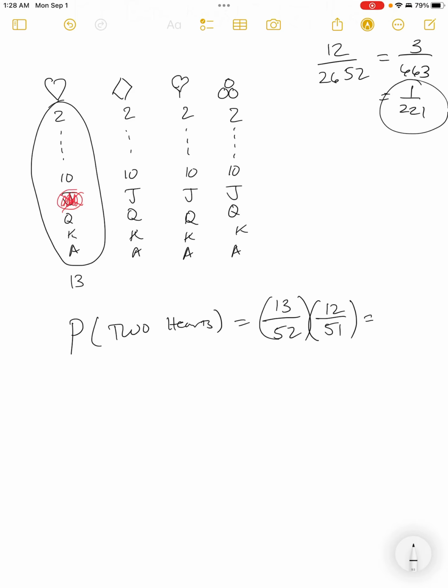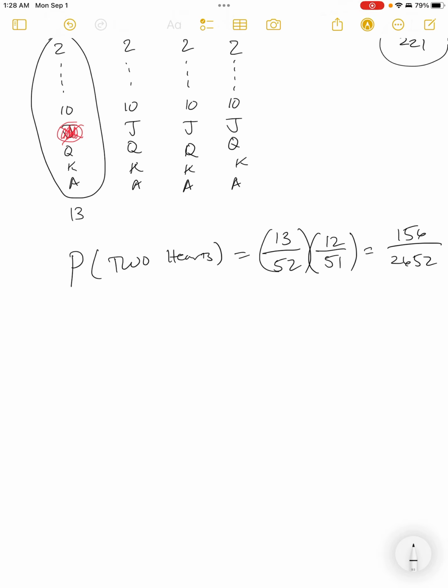And then we run our numbers there, right? 13 times 12 is 156 all over the 2652 number. And then we can reduce appropriately. But that's what this process looks like when we have multiple picks. We just take it one at a time and really talk ourselves through it.